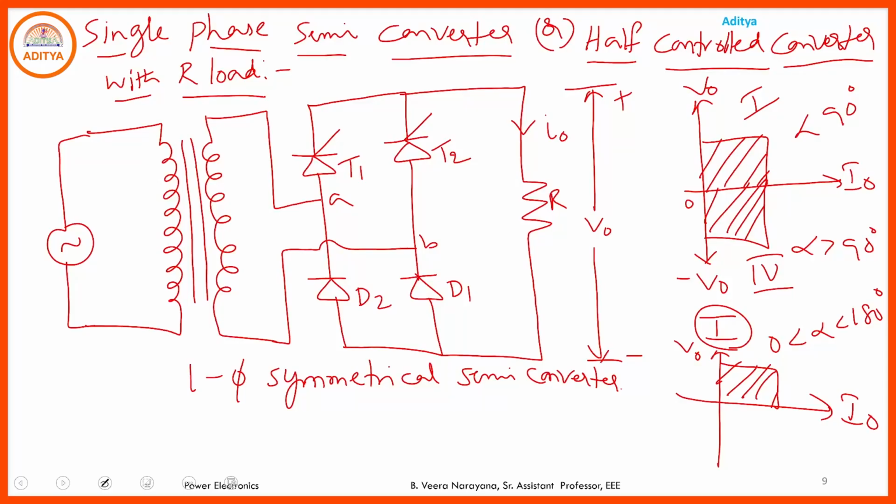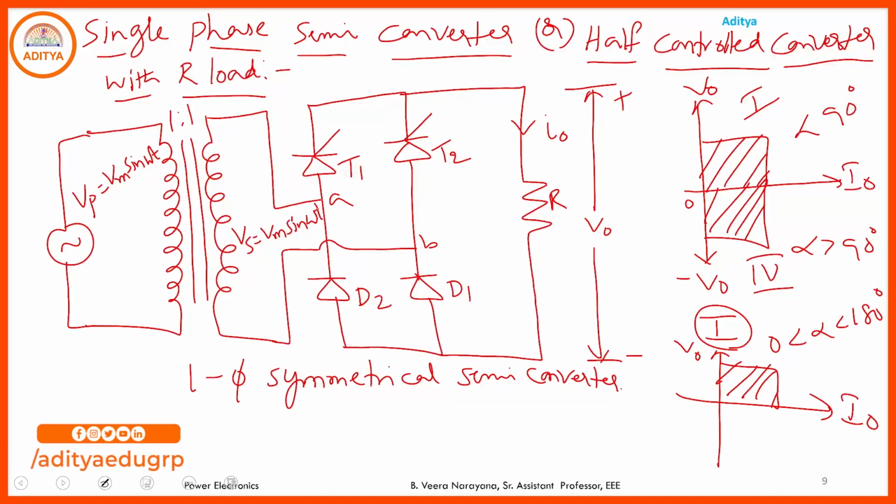Here I want to explain the operation of the single phase semi-converter or half controlled converter with R load. The circuit diagram consists of one isolation transformer. Here we have the primary winding voltage Vp equal to Vm sin omega t. The isolation transformer is used to isolate or separate the source and these power electronic switches. Here I am taking a 1:1 transformer, hence the secondary winding voltage is also equal to Vm sin omega t, and it consists of 2 ideal thyristors, 2 ideal diodes and a resistive load.